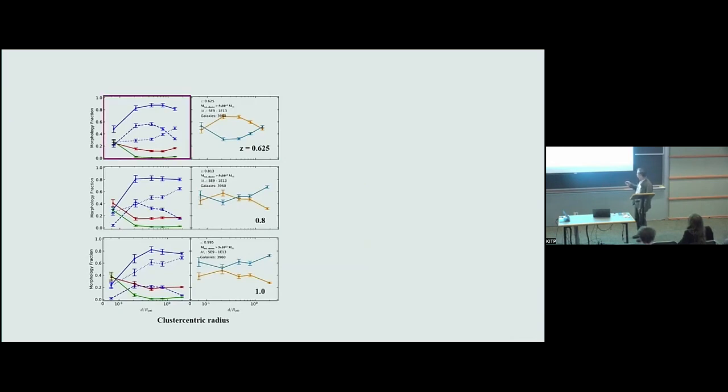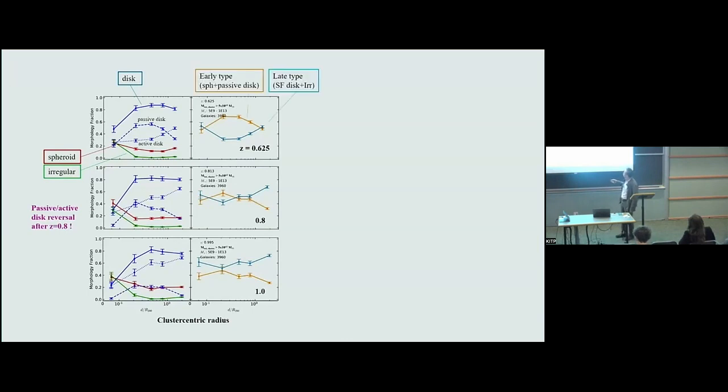Okay, so let's look at this one. I'm showing the morphology fraction as a function of cluster-centric radius. This is the disk galaxies, spheroidal galaxies and irregular galaxies. And these disk galaxies can be divided into passive ones and active ones. And you see most of the disk galaxies are passive by this time. But if you go to redshift 1, most galaxies are active galaxies. So there is a reversal in this fraction between passive and active galaxies.